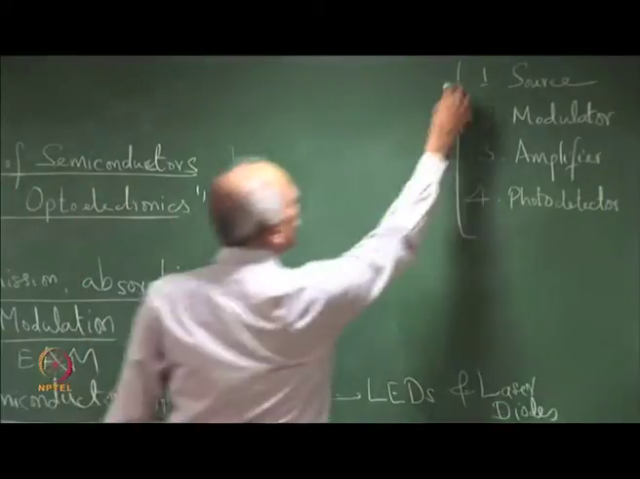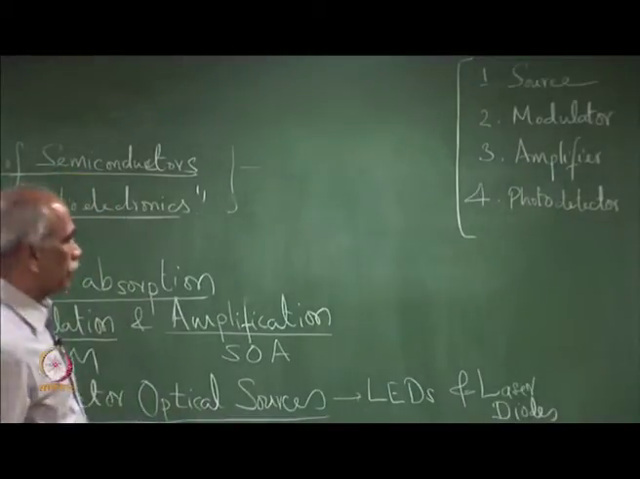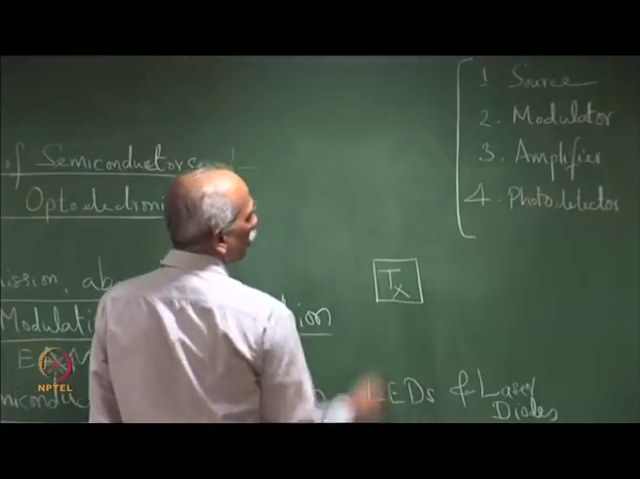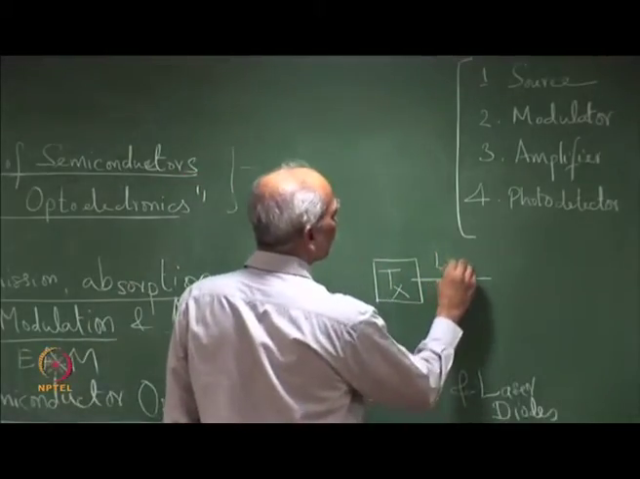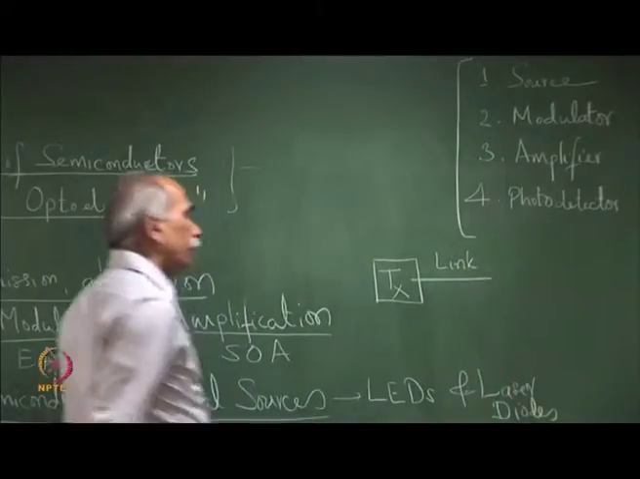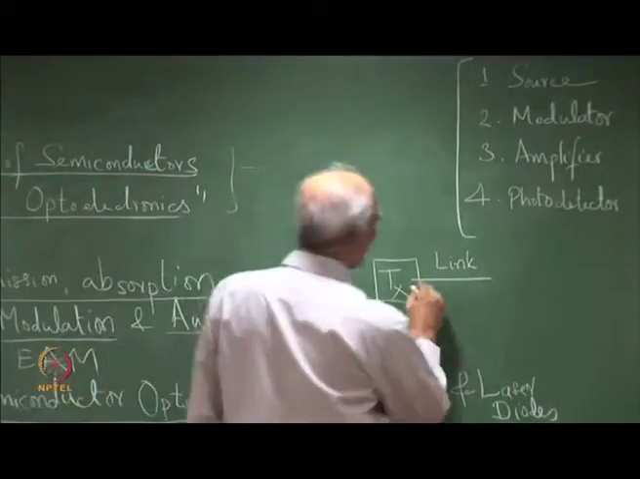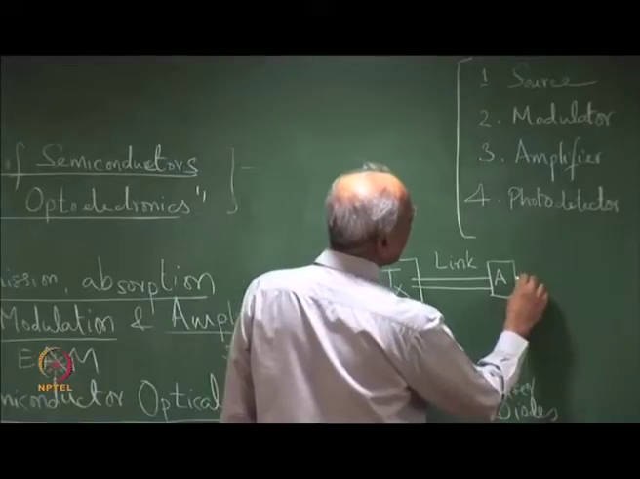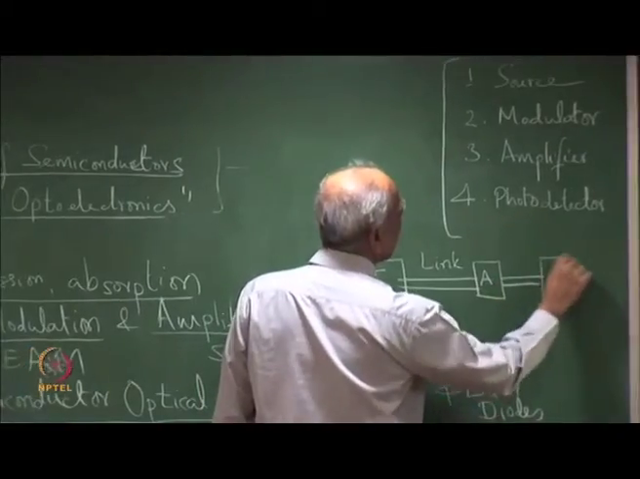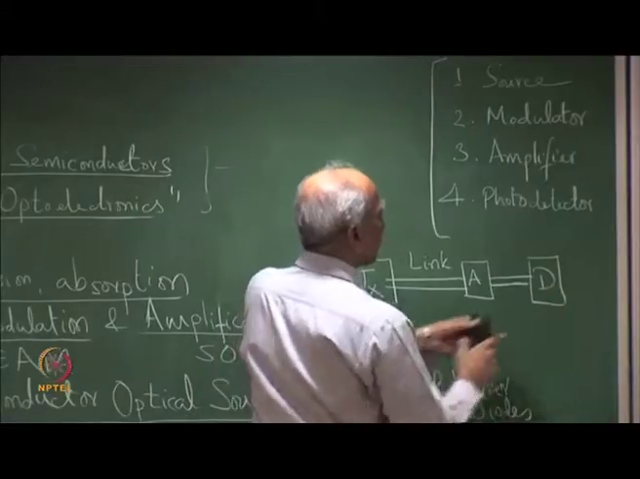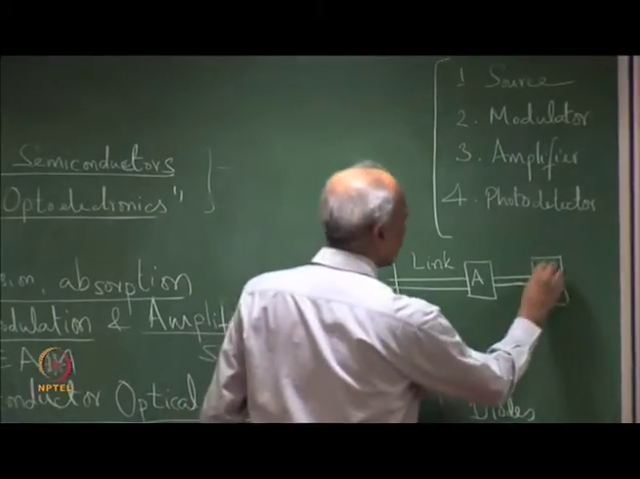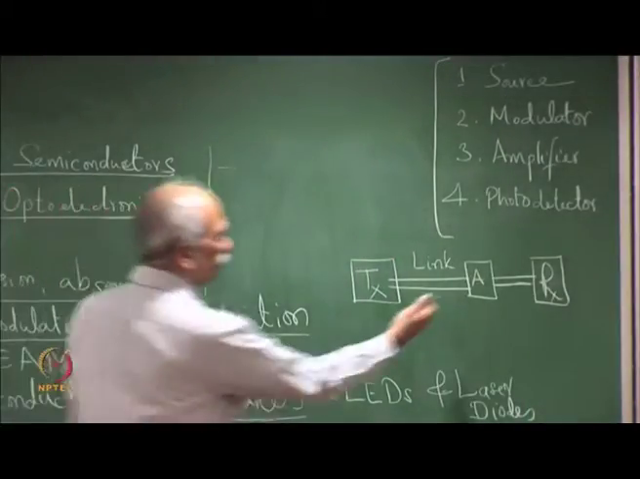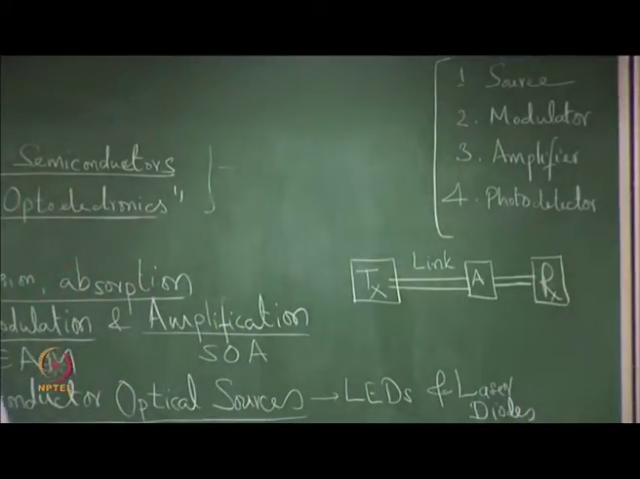A communication system, as we started in the first class, has a transmitter, a link, which is of course a passive link, and there could be amplifiers in between, and then finally the detector or the receiver. The receiver, transmitter, link, amplifiers in between, and receiver.